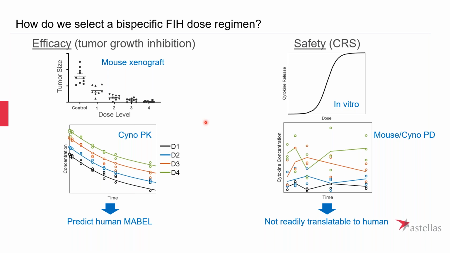Typically, we'll be running our preclinical studies where we'll be collecting something like mouse xenograft data, looking at tumor size across different doses of our bispecific to get an idea of its potential to reduce tumor growth. And then we'll have something like a mouse or cyno PK study to get an idea of what the PK would look like. Using the combination of the preclinical PK and the preclinical PD, we can do our traditional translational approaches to predict the human first-in-human dose from an efficacy perspective, which might be based on MABEL in this case.